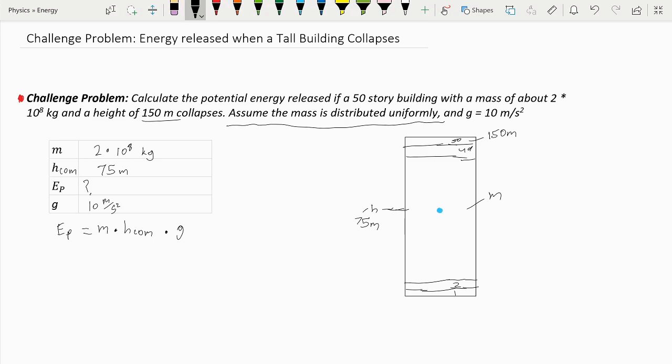So that means that potential energy is equal to 2 times 10 to the power of 8 times 75 times 10, which is equal to 1.5 times 10 to the power of 11 joules.